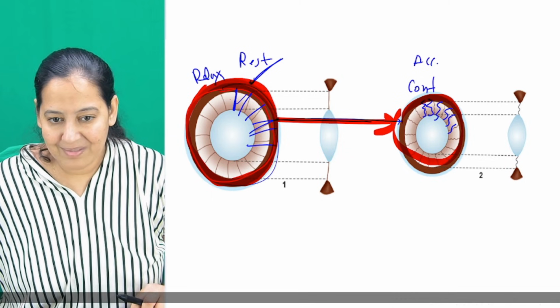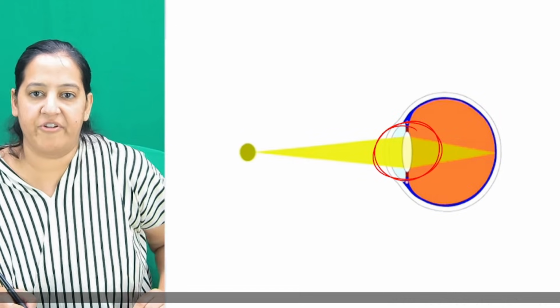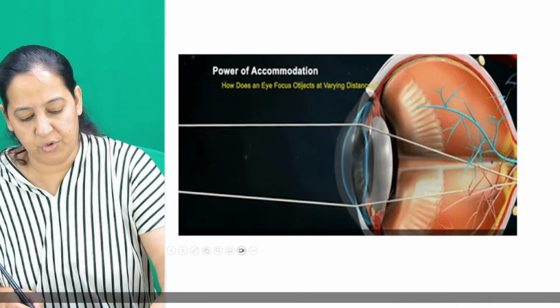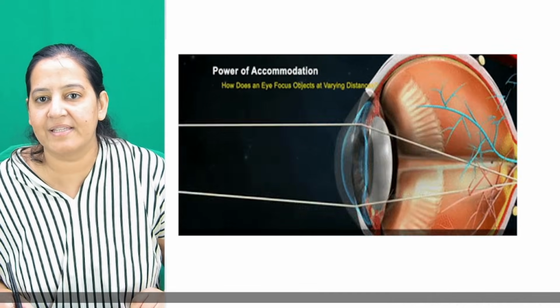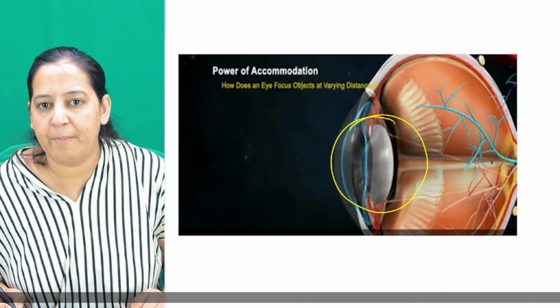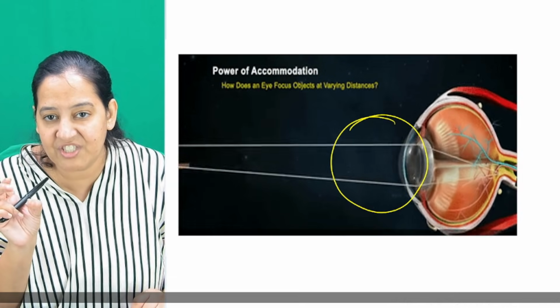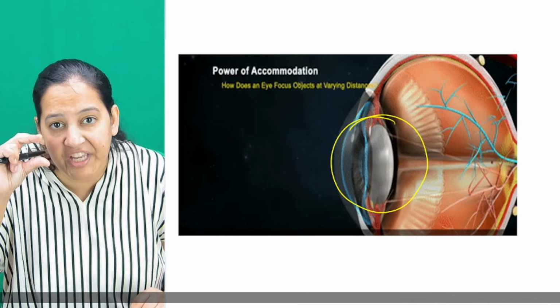Sure. Let's see. Okay, so yes. Zonules are not muscle. They don't contract and relax. The same thing is shown to you in various videos, whatever you understand. I want you to focus on the thickness of the lens. Appreciate the thickness of the lens, which is changing when the vision is changed from far to near. Appreciate this small change.